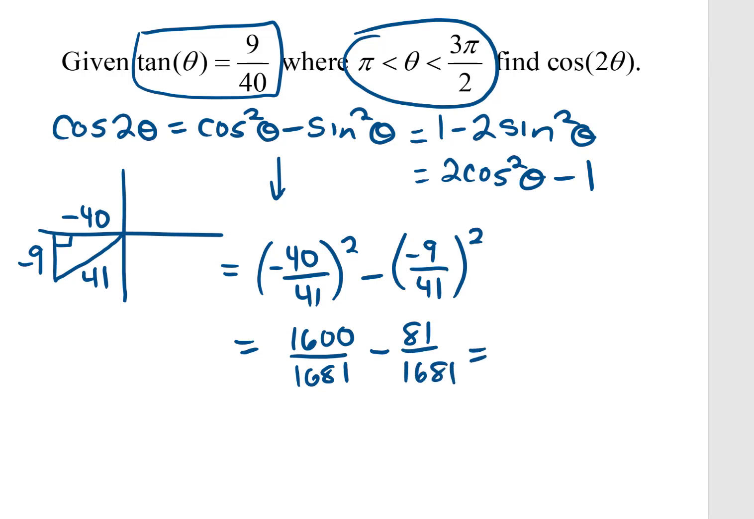We should leave our answer in exact form. So we have 1600 minus 81, and that is 1519 over 1681.